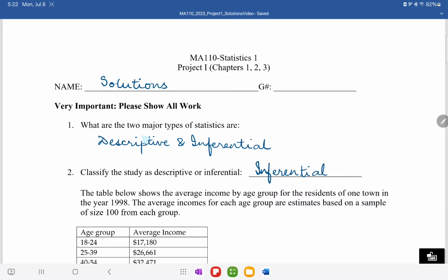Now, the first question is pretty straightforward. It just asks what are the two major types of statistics, and that's descriptive statistics and inferential statistics. Descriptive statistics is all the measurements that we take on our sample data, all the analysis we do, and so on. That forms the descriptive part of statistics, and the inferential part of statistics is when we draw conclusions, make estimations on the wider population.